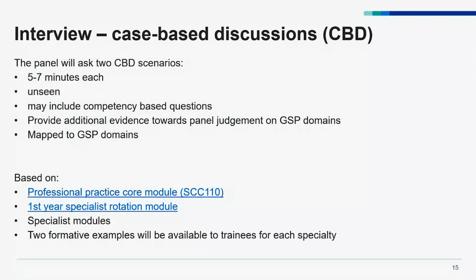We roughly allocate 5 to 7 minutes of the IAC for each CBD, but as previously stated, that might not necessarily be at the end, and they might feel that one CBD takes less time than the other. So it's very much at the will of the panel as to how long they want to spend on them. Again, these have been written by specialty leads and are mapped against the domains.